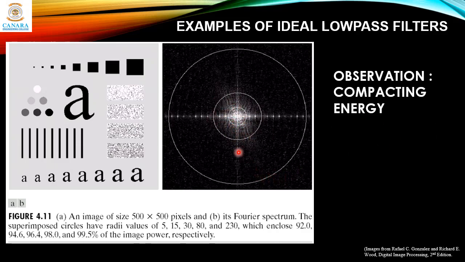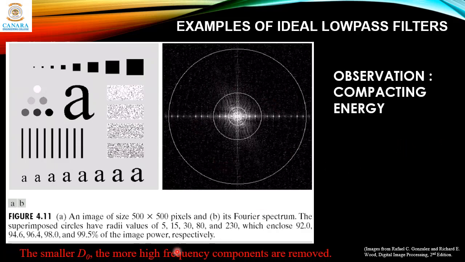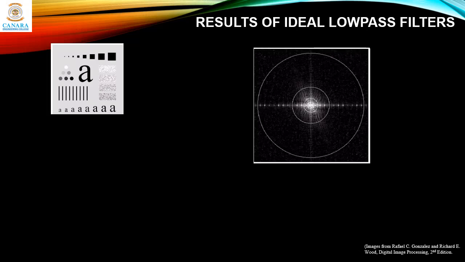So how does it affect the outlook if we keep only a smaller circle and cut down all the outside area? Let's see. The smaller the D naught, the more high frequency components are removed. Now let us see the effect of clipping or removing a portion of the spectrum on the output image.